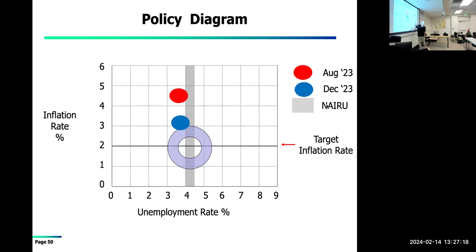That leads to a target. Well, they've also magically told everybody and have acted accordingly. Their target inflation rate is 2%. And you say, well, how are they doing? Well, this is the red. This is where they were in August 23. This is where they were in December 23. They are managing policy, managing interest rates in order to get somewhere into this zone here, which is what their job is.